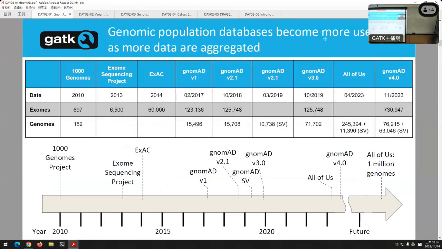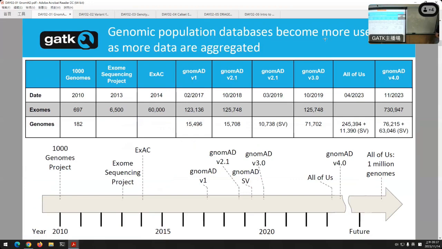And we can see that over the years, these sample sizes have really drastically increased. The 1,000 Genomes Project was really huge at the time, but it only had a few hundred samples. And over time, these studies have aggregated larger and larger numbers of first exomes, and more recently, larger numbers of genomes as well. And they've also started to add different variant types, including copy number variants and structural variants.